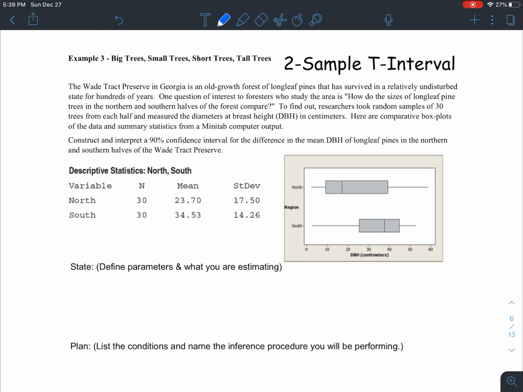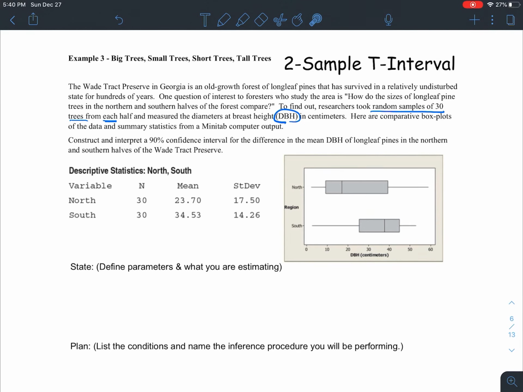Now, one question of interest to foresters who study the area is how do the sizes of these longleaf pine trees in the northern and the southern halves of the forest compare to each other? So to find out, researchers took random samples of 30 trees from each half of the forest, 30 from the northern, 30 from the southern, and they measured the diameters of these trees at breast height. So DBH is going to represent the diameter around the tree at breast height.